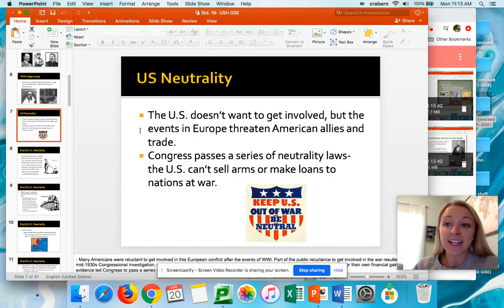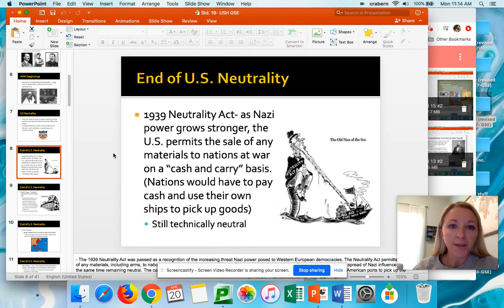So the US, again, doesn't want to get involved, right? So we've already gone through World War One. We tried to stay neutral in World War One, but we couldn't because of the unrestricted submarine warfare by the Germans, right? So we're saying we're not getting involved. So Congress actually passes a series of neutrality laws. And they say the US can't sell arms, weapons, or make loans to nations at war. So these neutrality laws are putting it out there in writing: we are staying neutral. We are not getting involved in this one. Too many people remember the events of World War One. We're staying out of it, right?